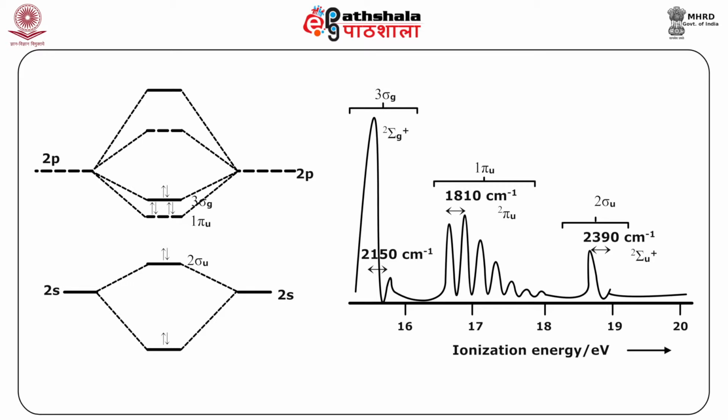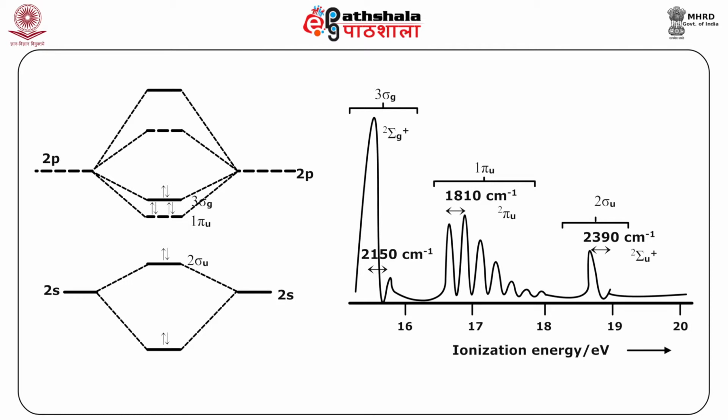The 3σg electron, because it is the outermost electron, is the easiest to ionize. The next higher ionization potential is for the 1πu electrons because they are the next easiest to remove, and this is followed by 2σu. Ionization leaves a molecule in its cationic state, that is N2⁺, with an unpaired electron.